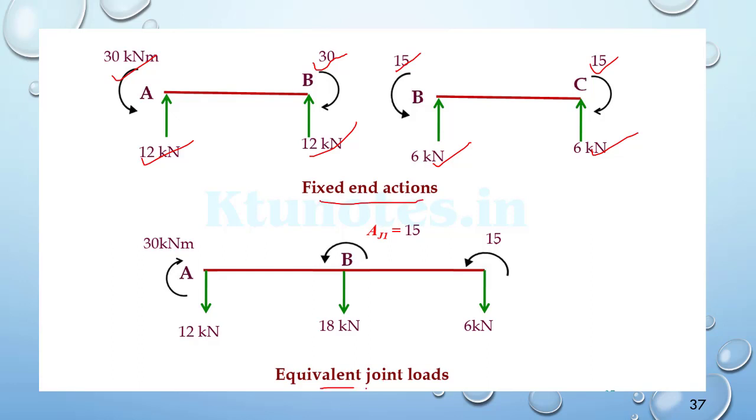And the equivalent joint load, as we have discussed, will be the negative of the fixed reaction. So this being an anti-clockwise moment, you should apply a clockwise moment, and all the reactions should be negative. It is actually upward in the fixed case, this is actually 12 plus 6 upwards. So all will be downwards in the equivalent joint load, and the net bending moment will be 30 clockwise and 15 anti-clockwise. So 15 clockwise will be the fixed one, and the 15 anti-clockwise will be the equivalent joint load.